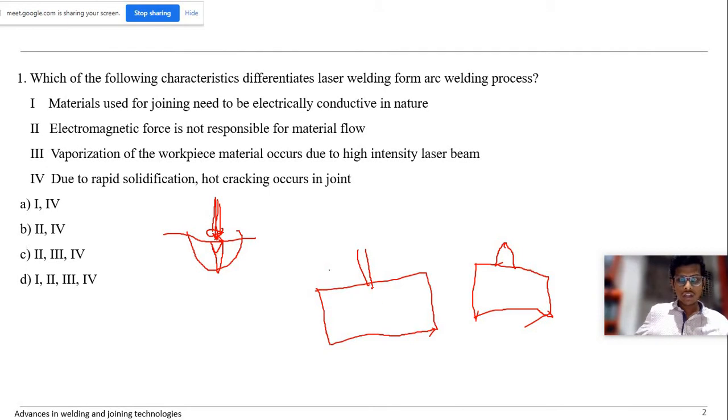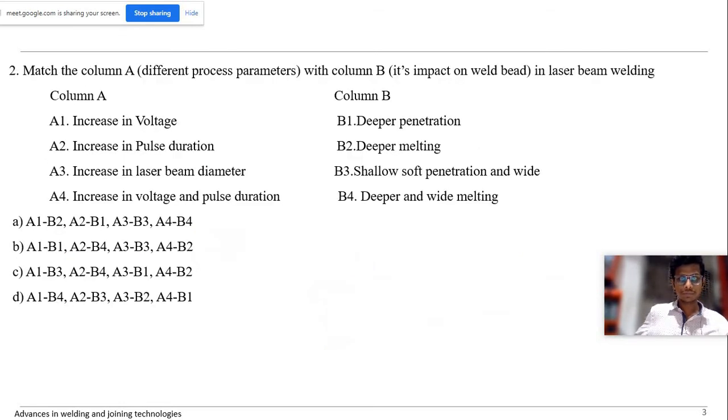Due to this, the cooling rate will be very fast. Because the cooling rate is very fast, there will be rapid solidification, and because of that, hard cracking occurs in the joint. So this is also true. As you said, the option is C. 1C is the answer. This is also directly mentioned if you see the slides.